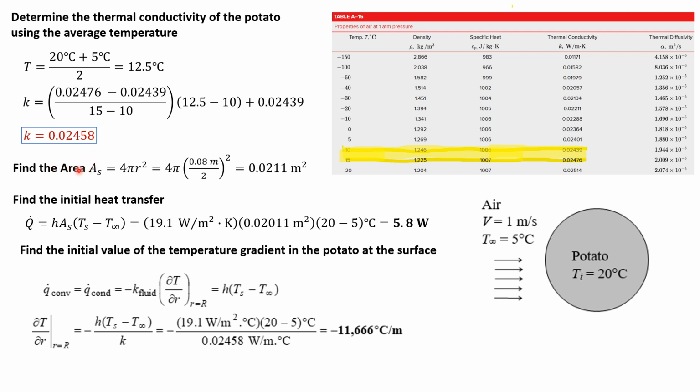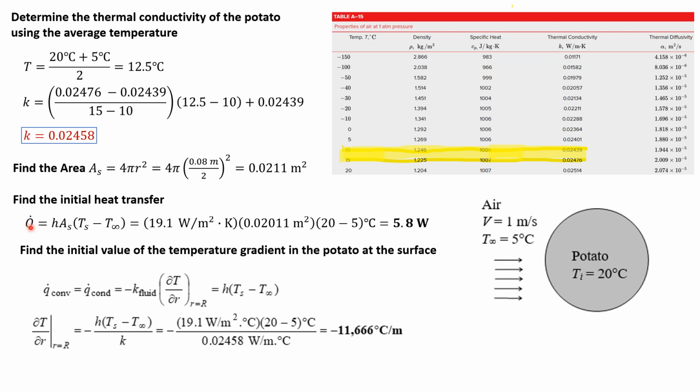It's always a good check here to make sure that this value is between these two values. This is a double check, and in this case it is. And again, you could use your calculator to calculate this, but it's hard to show that on the screen.